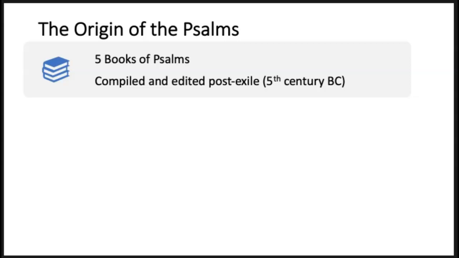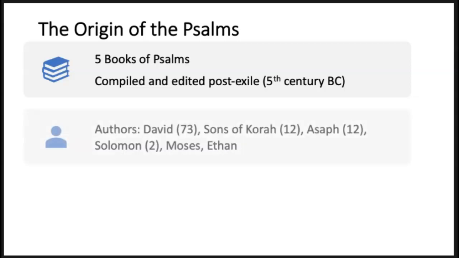The book of Psalms was composed over a 1,000-year period of time, from the time of Moses to the time following the exile. It's likely that there were various arrangements of the Psalms, compilations of the Psalms, and those were finally edited and placed as we receive them today, sometime in the 5th century BC.